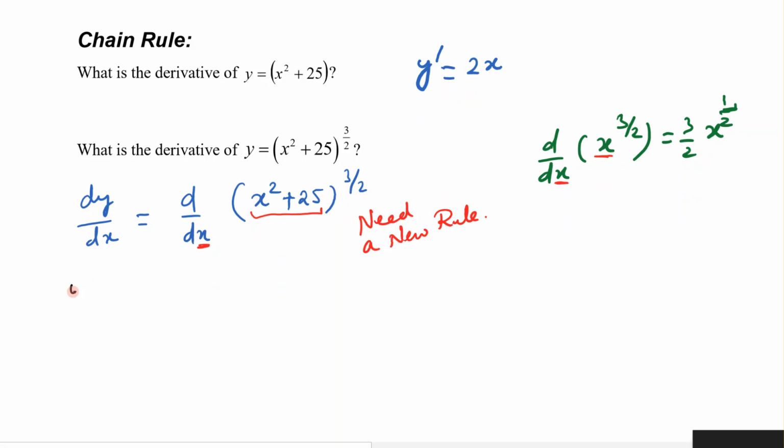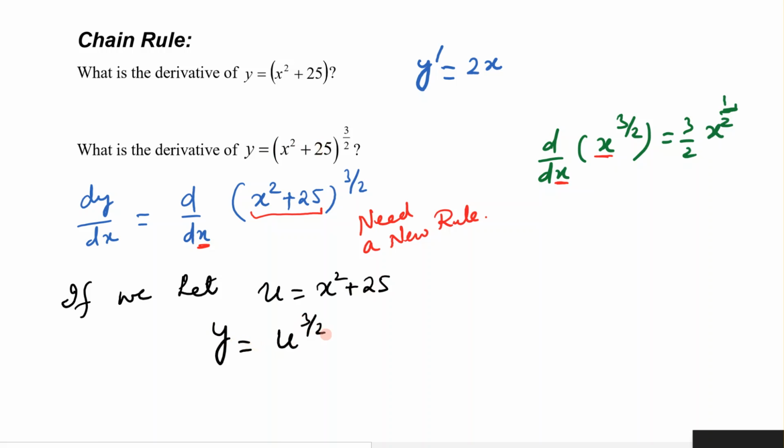If we let the inside expression be u, so u is equal to x squared plus 25, our function becomes y is equal to u raised to the power 3 over 2. Now this looks something like x raised to the power 3 over 2. So we can say that y is a function of u and u is a function of x. This is an example of a composite function. Whenever we have a composite function, we apply the chain rule for derivatives.